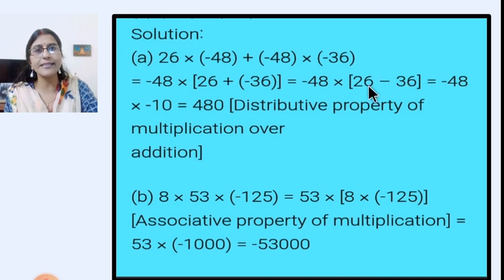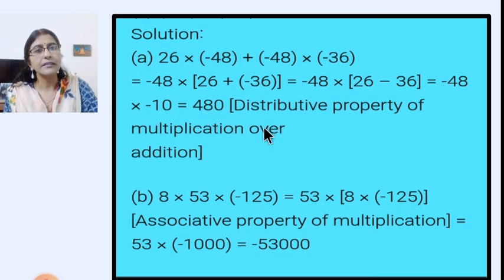36 minus 26 is 10. And 36 is bigger. It has minus sign. So here minus 10 is written. And minus 48 as it is we have written. So minus 48 into minus 10. And you will get answer 480. 48 tens are 480. And this is also minus. We have learned this multiplication minus into minus is always positive. So answer is positive 480.